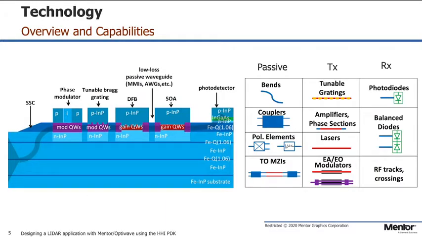And what all is included in our technology? I'm not going to go into too much detail, but I'll just give you an overview of what we can do with our technology. On your left-hand side, you see a cross-section through all the technology. It consists of two different quantum well stacks for the actives. One for the strong electro-optic effect using the quantum confined Stark effect.